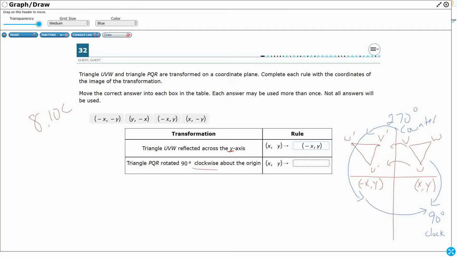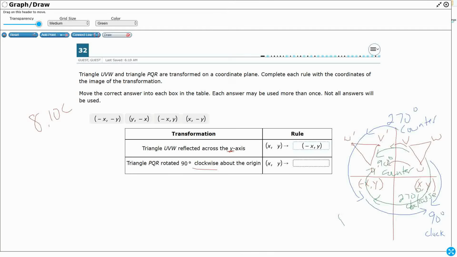So a 270-degree counterclockwise is the same as a 90 degrees clockwise. Likewise, if you wanted to do a 90 degrees counterclockwise, that's the same as a 270 degrees clockwise. And obviously we're skipping the 180.